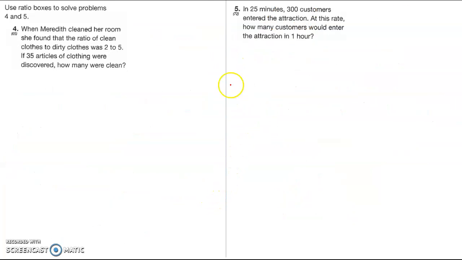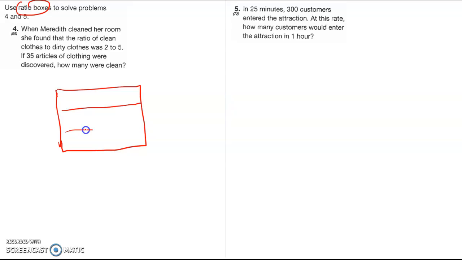All right, number 4. When Meredith cleaned her room, it says we're supposed to use ratio boxes for these. So let me go ahead and get my ratio box ready. Ratio box, proportion, cross multiply. Cleaned clothes to dirty clothes was 2 to 5. If 35 articles of, so I need clean clothes, dirty clothes, and total. Clean, dirty, total.